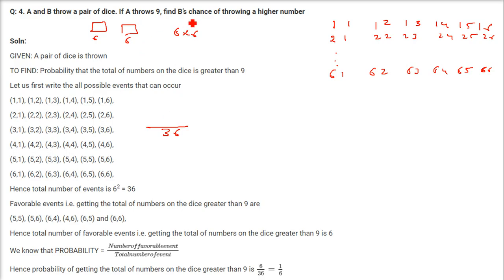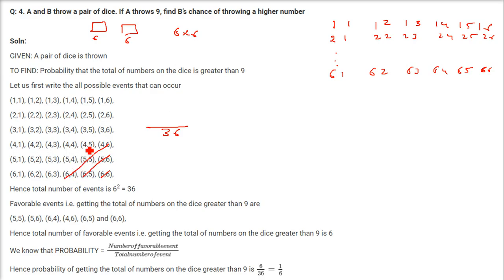Now if A throws 9, find B's chances of throwing a higher number. So if A is throwing a 9, what is the probability that the other, that is B, is throwing a higher number? So the number has to be higher than 9. Okay. So higher than 9 means we are talking about this one, these two and these 3.